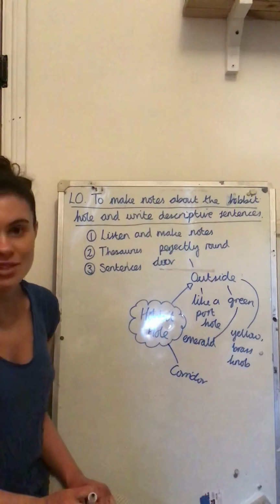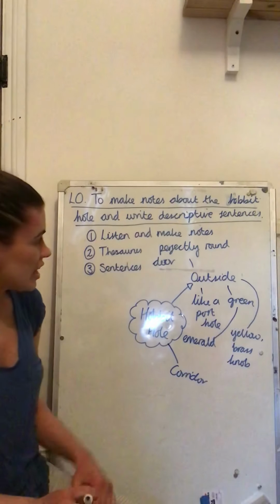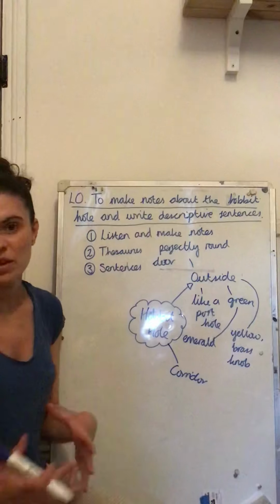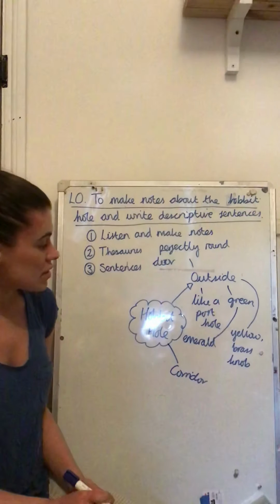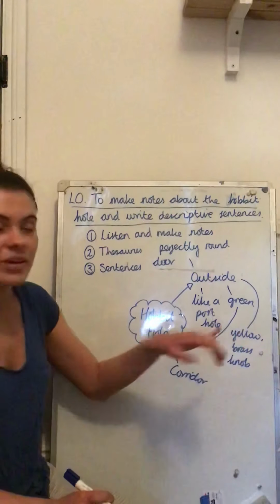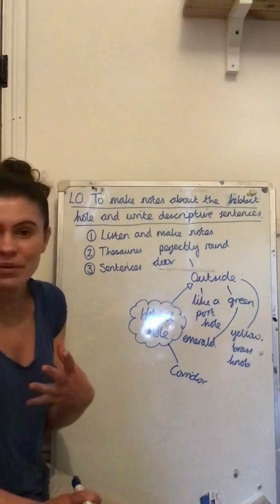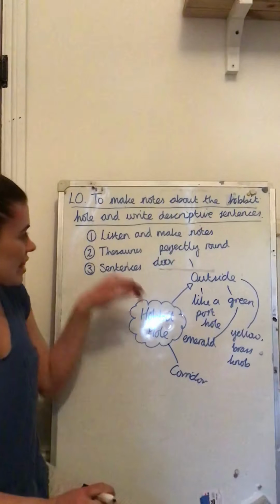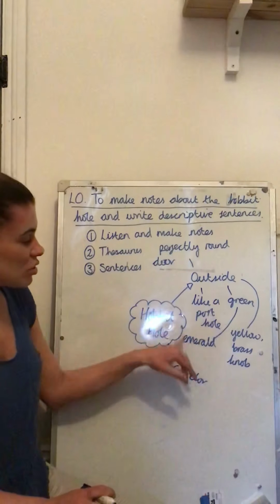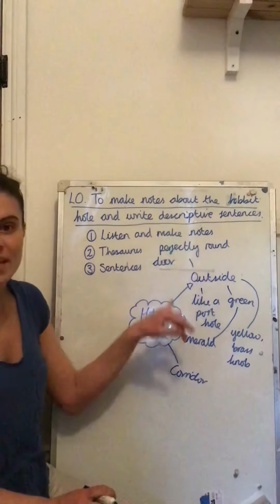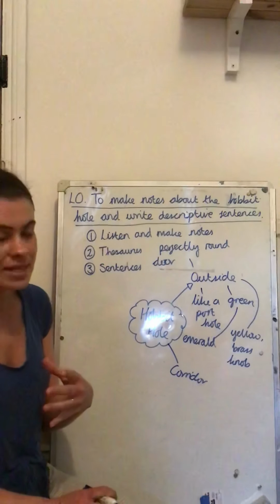You will come up with loads of other words. So you might want to write round, and you might want to find another word for round, or you might want to look up another word for yellow. You might describe this as gold instead of brass. Have a little bit of a play with it. So that's the thesaurus bit. You're thinking of lots of different words to do with these words here to make our writing more exciting.